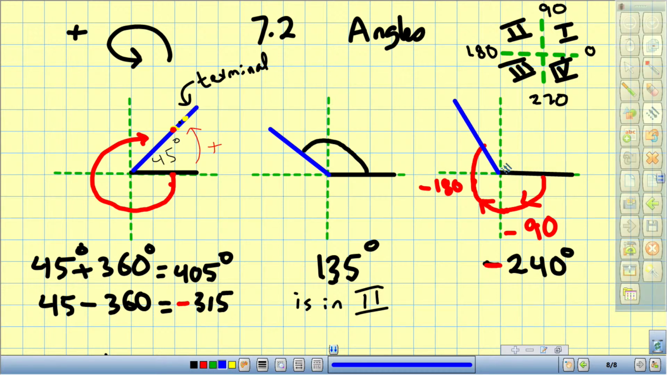So negative 240 is in which quadrant? It's second. Remember, by the way, the quadrants do not change. The labels here do not change. So this is always going to be first, second, third, and fourth, regardless if you moved clockwise or counterclockwise. Given that, I'm actually going to land in the second quadrant. Okay, second quadrant.